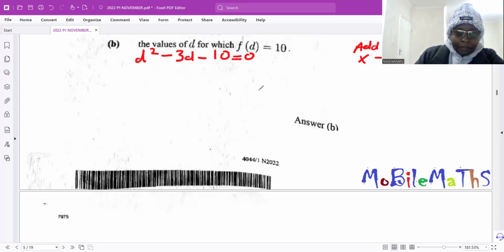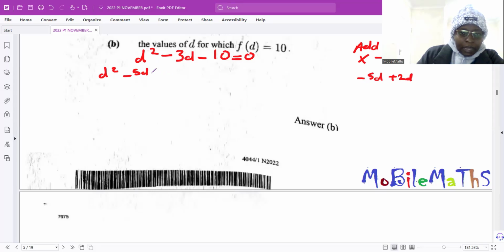Okay, I can have 5 and 2. 5 minus 5d plus 2d there. Okay, let's have that. So I can rewrite this as d squared minus 5d, then plus 2d minus 10 is equal to 0. Factorizing this part, I have d and d minus 5. In the other part, I can take out 2, plus 2, and I have d minus 5 there, is equal to 0.